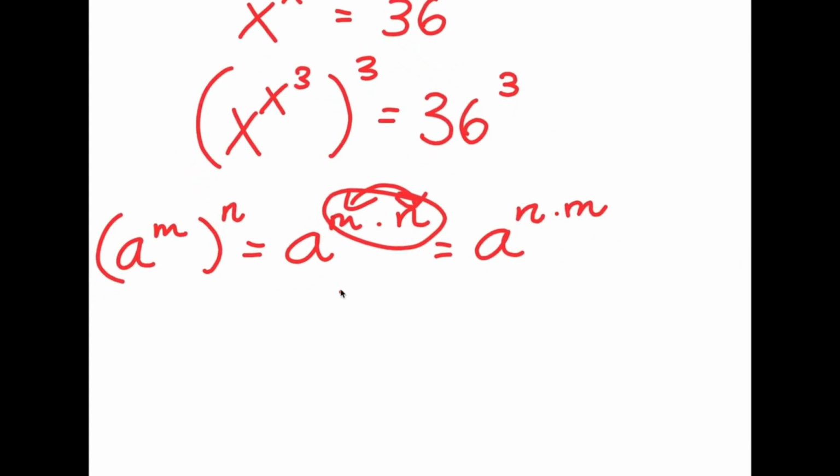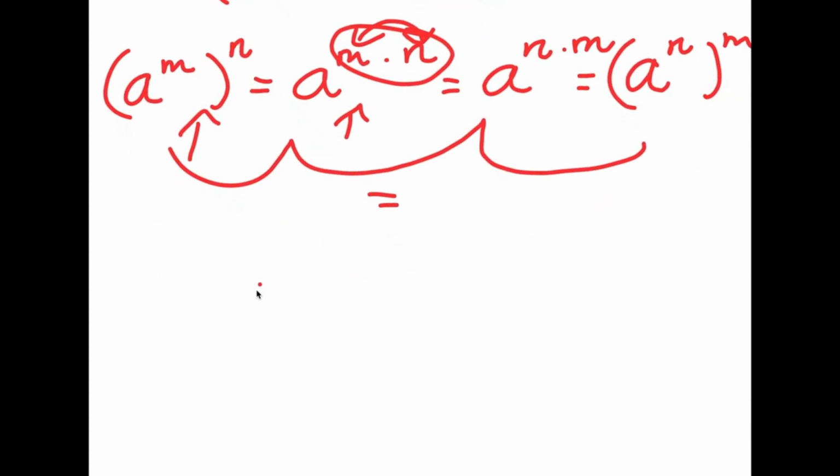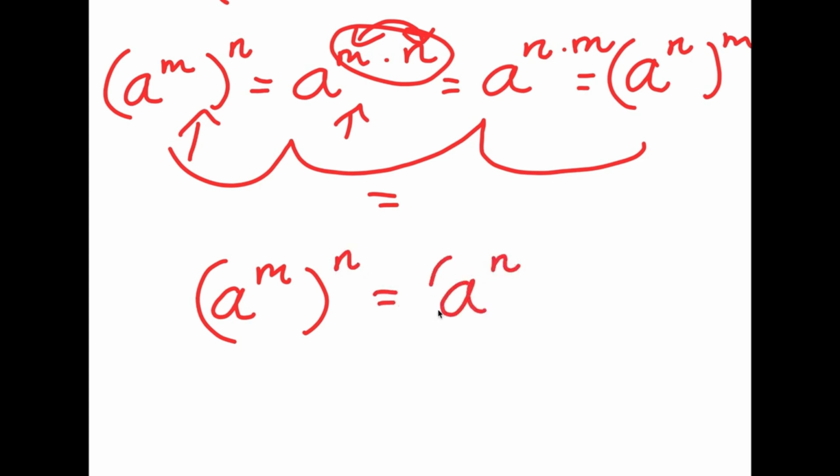Now, if I have something in the form a to the power of m times n, and this is equal to a to the power of m to the power of n, then a to the power of n times m should equal a to the power of n to the power of m. Meaning, all four of these are equal to each other. So my point for telling you all this is that a to the power of m to the power of n is the same thing as a to the power of n to the power of m.